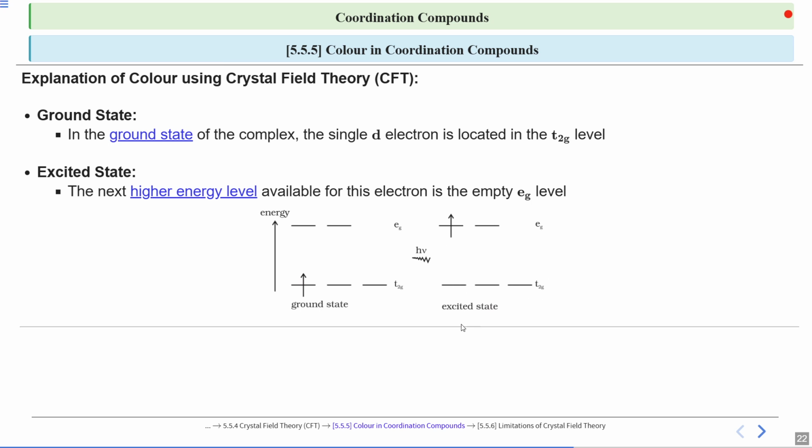So this electron will jump from the T2g to the EG level and go into the higher energy level, which is EG. So this is the representation for the ground state and excited state for the titanium 3+ complex, which is an octahedral complex.